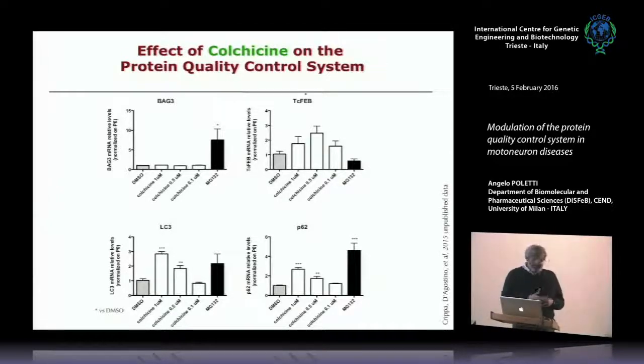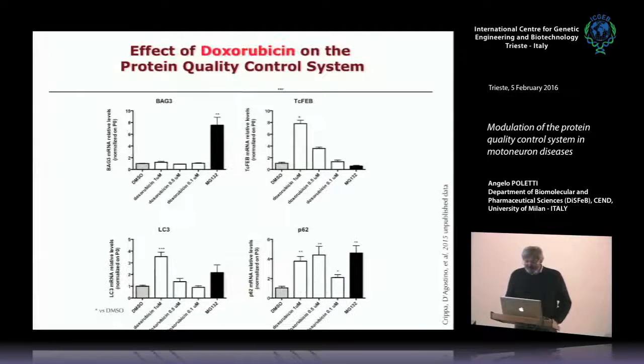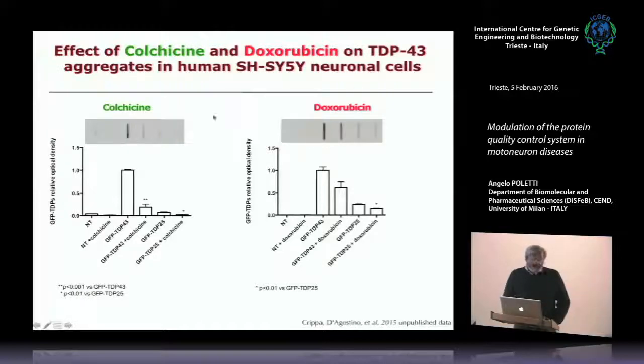It is a master regulator of autophagy. LC3 and p62, the two markers I showed you before, are actively involved in autophagy. So the drugs not only induce this chaperone, but the entire downstream degradative system. So maybe these are very interesting candidate drugs. This is true for colchicine, and it's true for doxorubicin, and actually they are able to remove the insoluble species that accumulate. If you overexpress a large amount of full-length TDP43, like you can measure here, but it's a very, very high overexpression, or the TDP 25 kilodalton fragment, it is removed when you treat with these drugs.